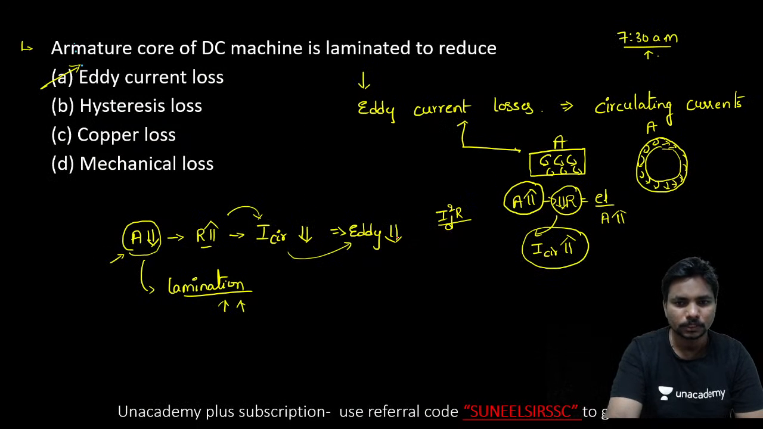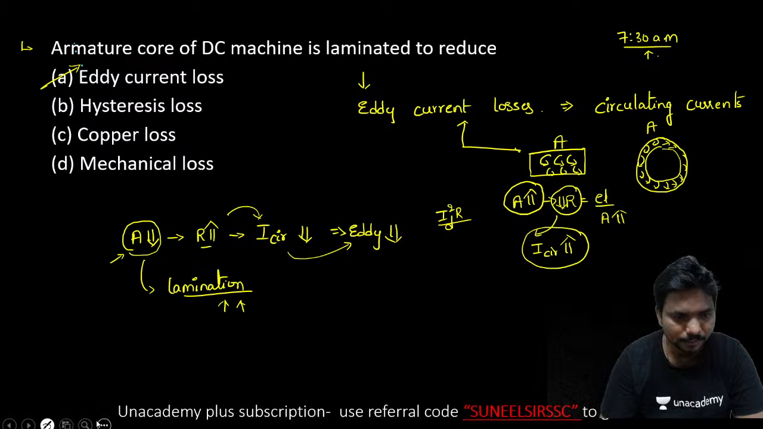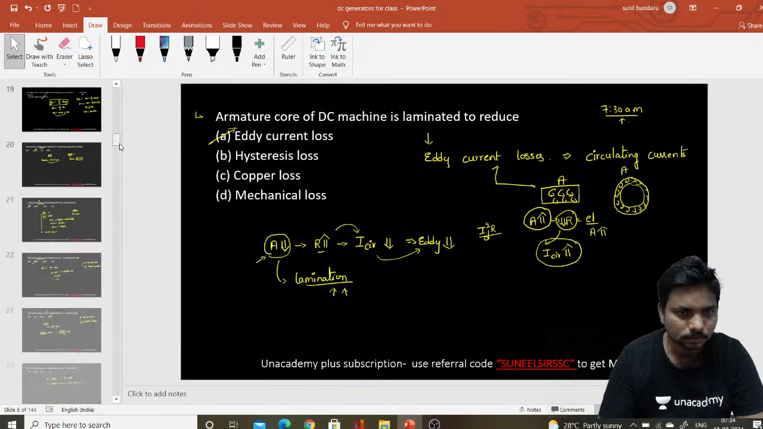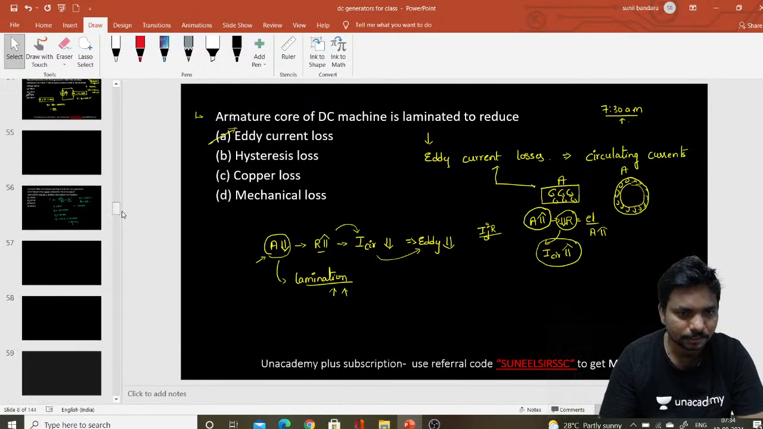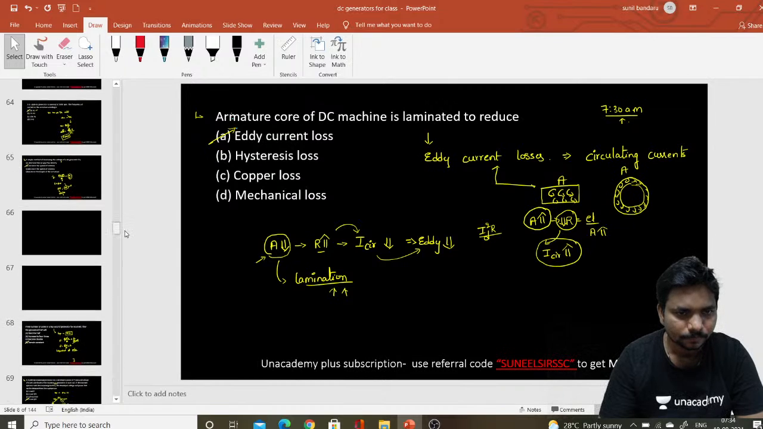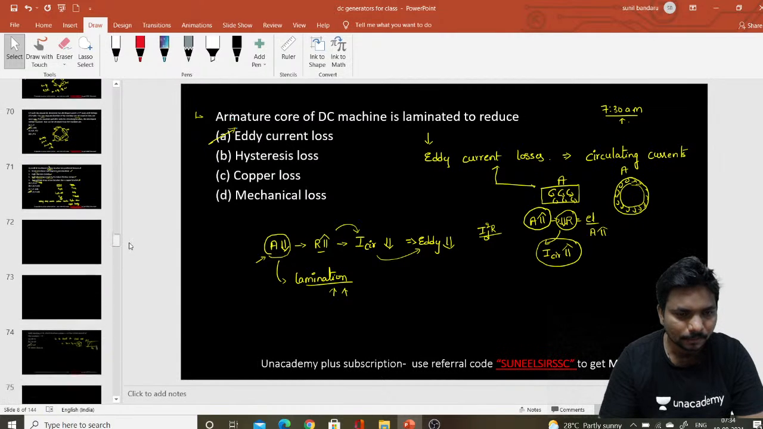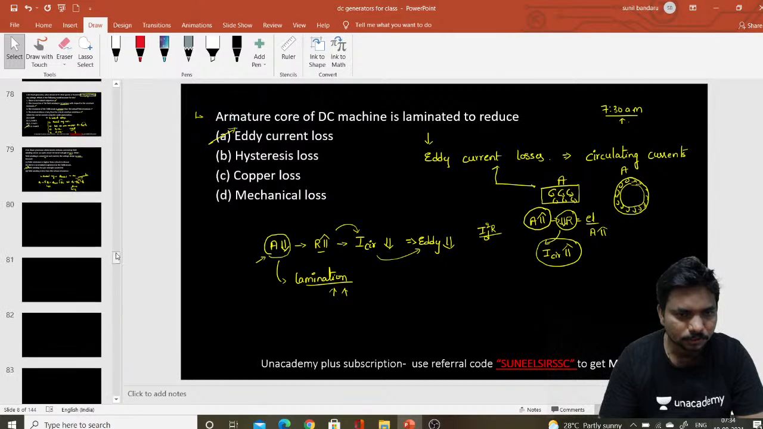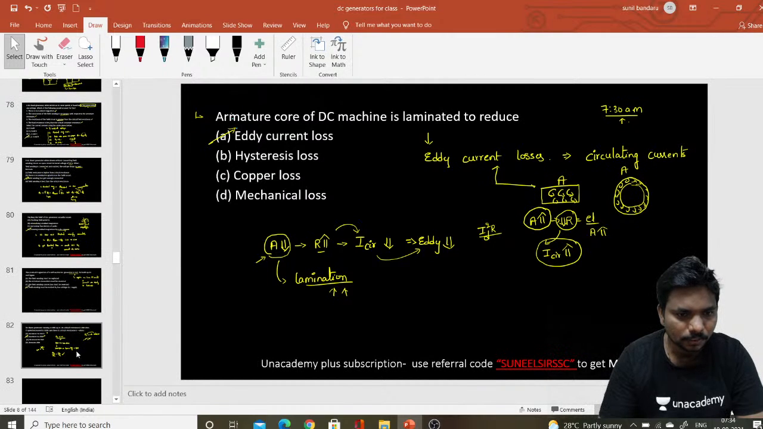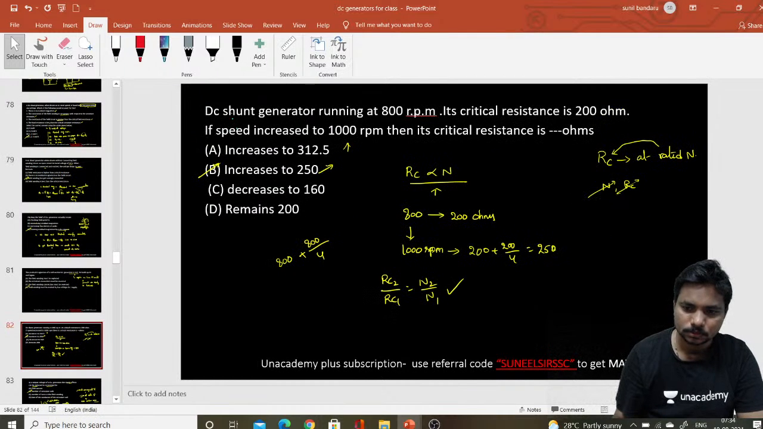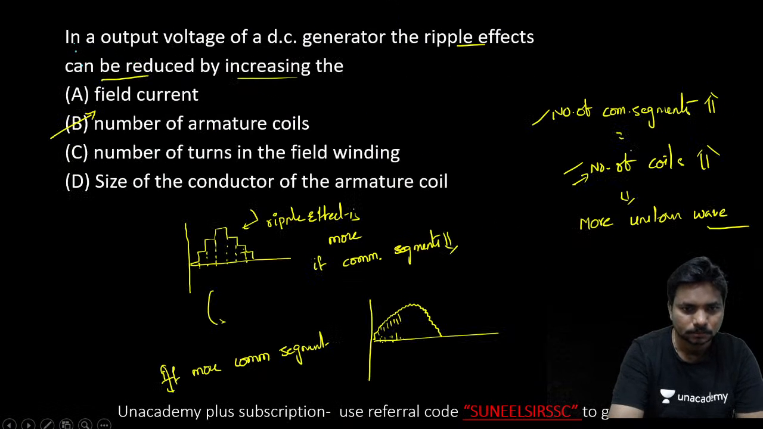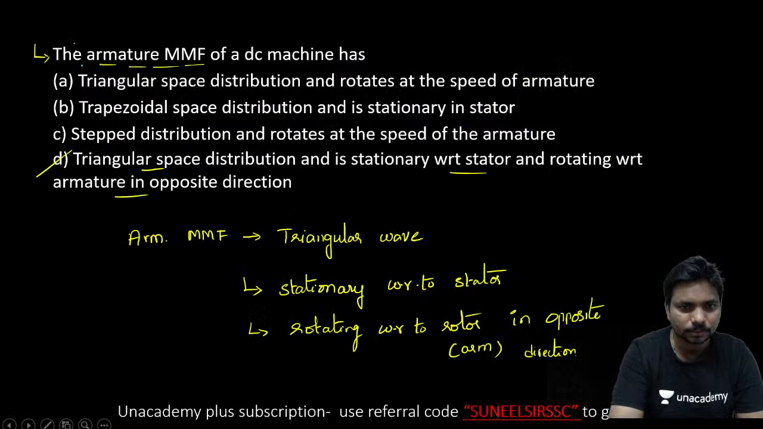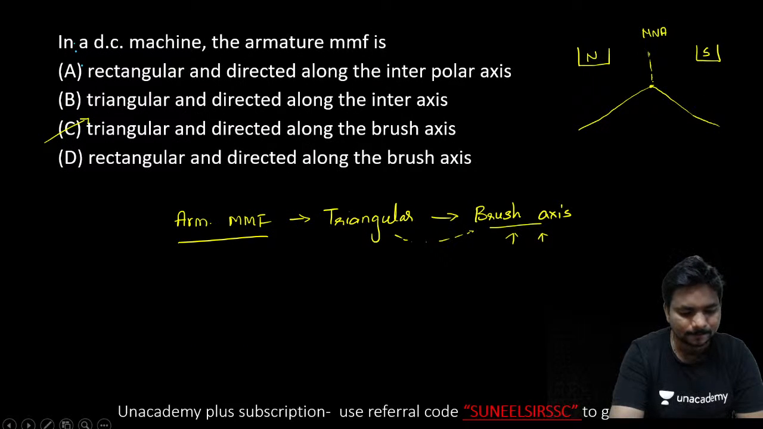So let us check how many questions we have completed in the DC machine series. We have completed all the basics, windings, and armature reaction effect and concept-based questions. We have completed all those now. So let us check. Is this armature reaction-based questions we have already completed?